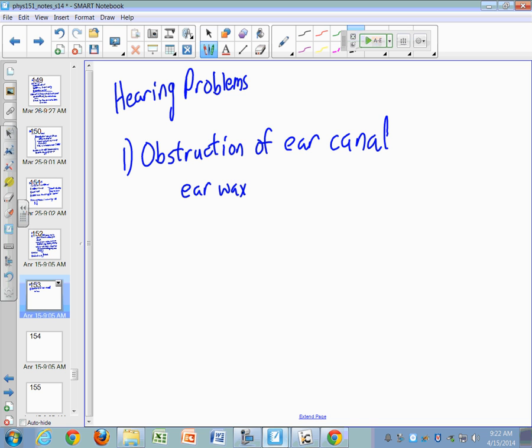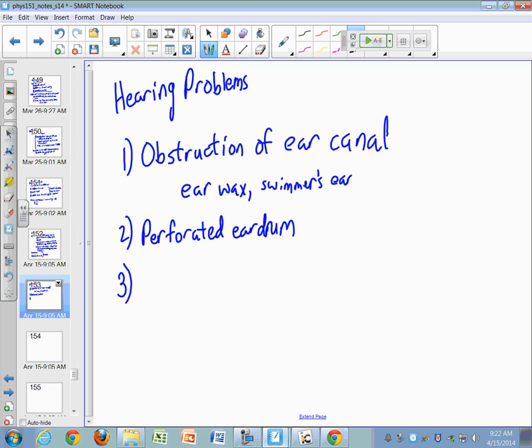So anyway, you can just have obstructions, earwax. You can get water, like swimmer's ear. These things are fairly minor. You can also have a perforated eardrum. That's where you actually get a tear in your eardrum. That can be more serious, either from very loud noises or other traumatic events.